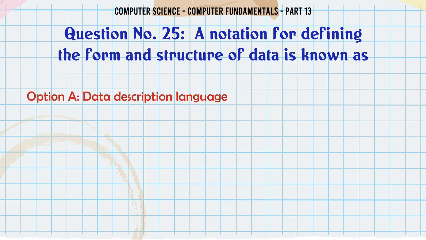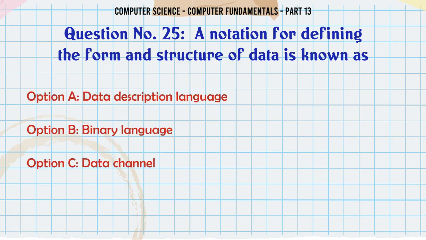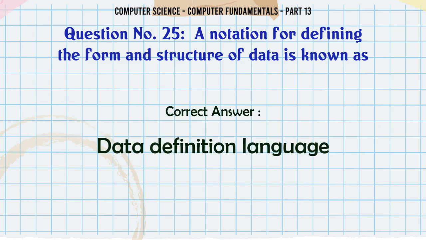A notation for defining the form and structure of data is known as A. Data Description Language. B. Binary Language. C. Data Channel. D. Data Definition Language. The correct answer is Data Definition Language.